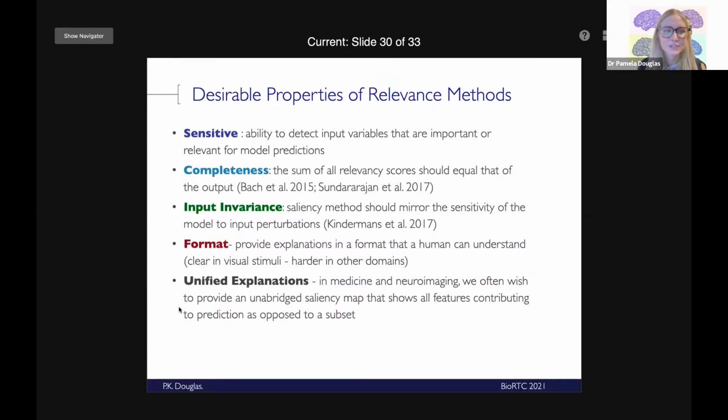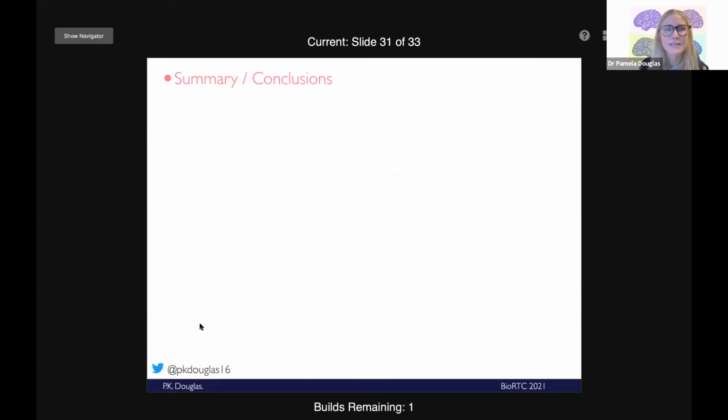So yes, conclusions: there are many desirable properties for these relevance heat map methods. I think probably the most important for the greater biological and medical field is that we have a unified explanation that's unabridged, that shows us everything that the model's using and leveraging to make its prediction. And subsequently, some way to determine if part of what it's using is just noise cancellation, because that is also a big factor in deep learning models.